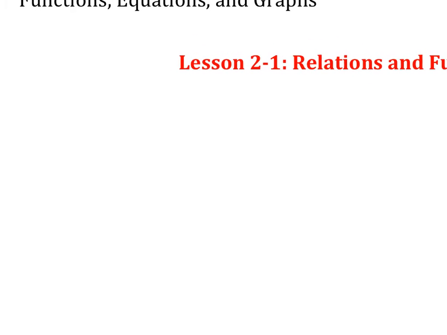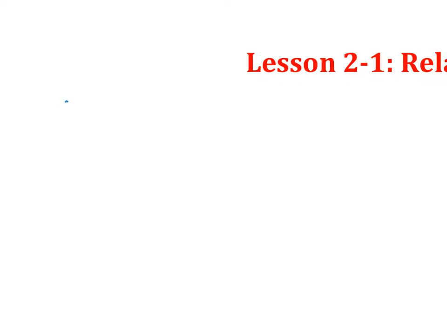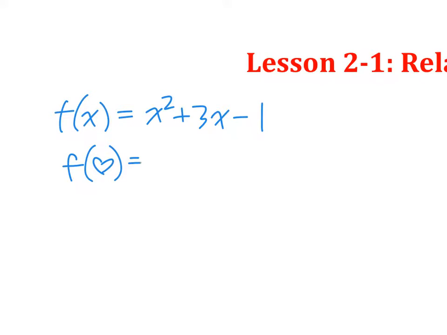So first, I am going to give you kind of a brain teaser. f of x is equal to x squared plus 3x minus 1. f of heart is equal to heart squared plus 3 heart minus 1. Can you tell what I did? You don't have to write down any of this.